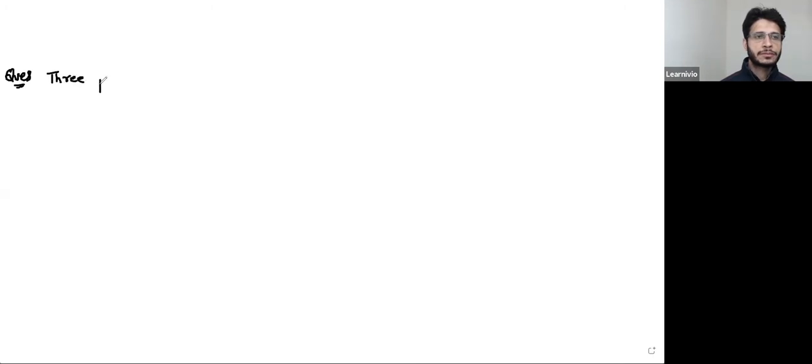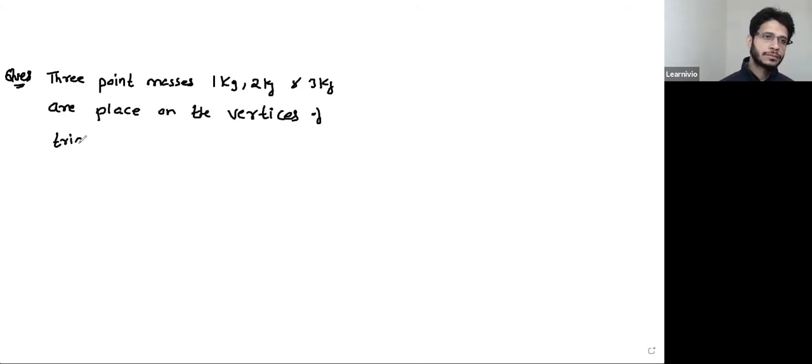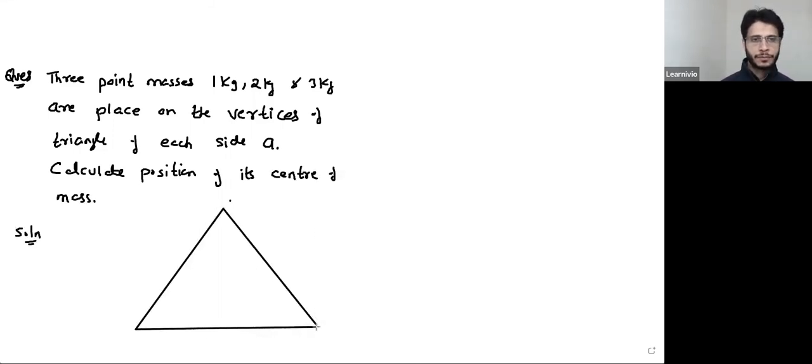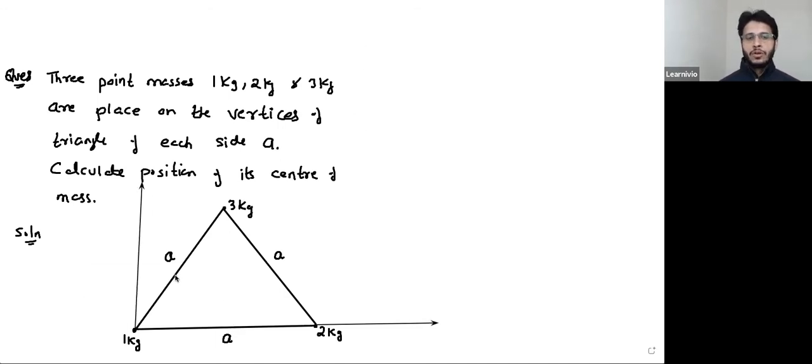Three point masses, and on each vertex we have one mass. This is a mass of 1 kg, this is a mass of 2 kg, and this is a mass of 3 kg. Each side of the triangle is a. This is your system. You have to calculate the position of the center of mass of the system.